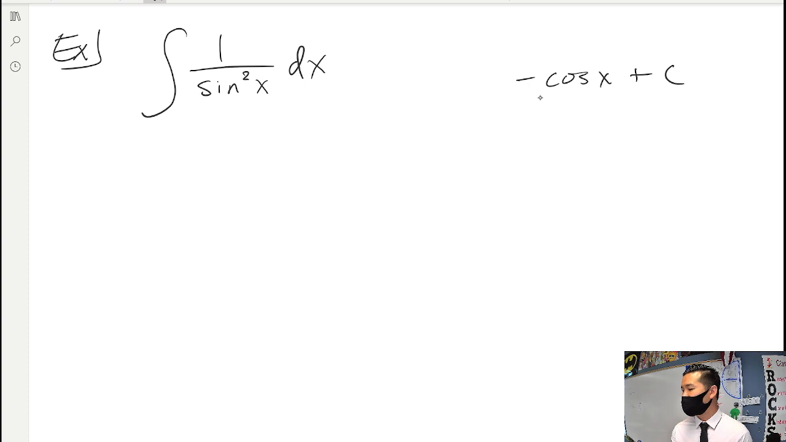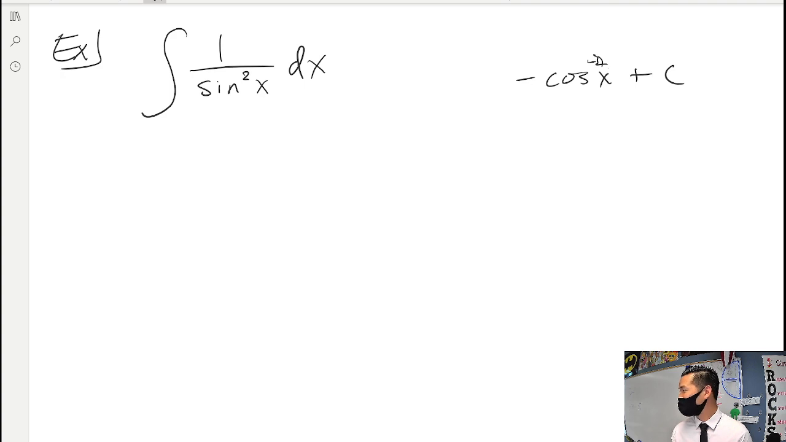Okay. So here's the thing. If it's negative cosine x plus c, take the derivative of this. What's the derivative of negative cosine x? That's just going to give me sine of x, which is not 1 over sine squared, and it also doesn't have a square. Would it be cosine to the negative 2? 1 over negative cosine squared. Would it be positive? No. Negative cosine to the negative 2?